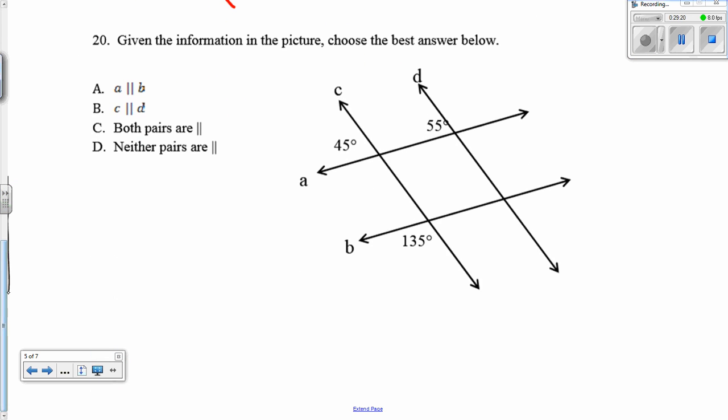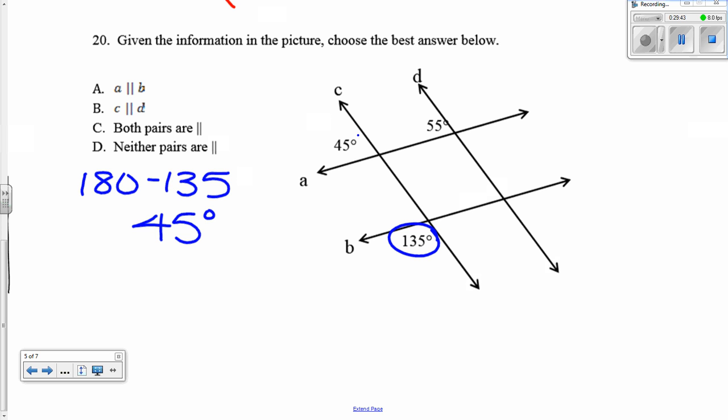All right, given the following information, choose the best answer below. Again, I want to look at parallel or congruent angles, supplementary angles. So I know the 45 and 55 aren't congruent. I need to figure out what's supplementary to the 135. So I'm going to subtract it from 180. All right, so the 45 and the 135 are supplementary. And since they both use line C, they don't touch line D. One's on A, one's on B. I know that A and B are parallel. I know it can't be D because neither of those two angles touch line D. There's number 20.